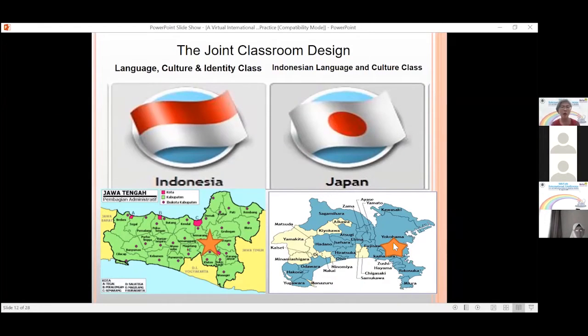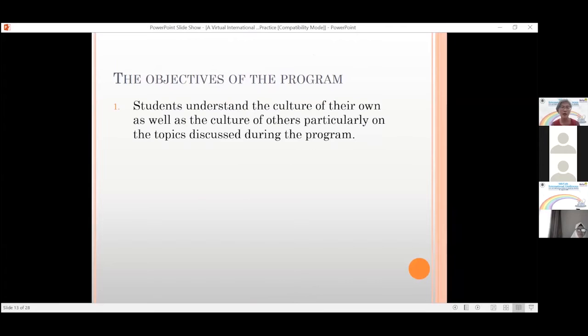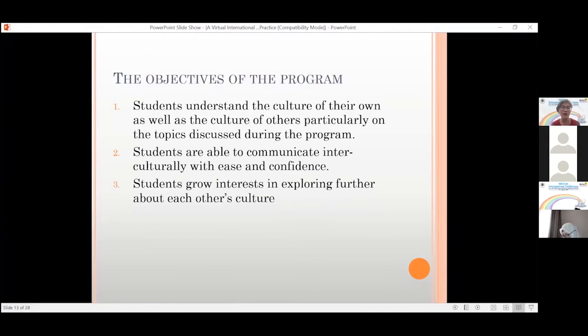And then the objectives of the program: students understand the culture of their own as well as the culture of others, particularly on the topics discussed during the program. Students are able to communicate interculturally with ease and confidence. Students grow interest in exploring further about each other's culture.